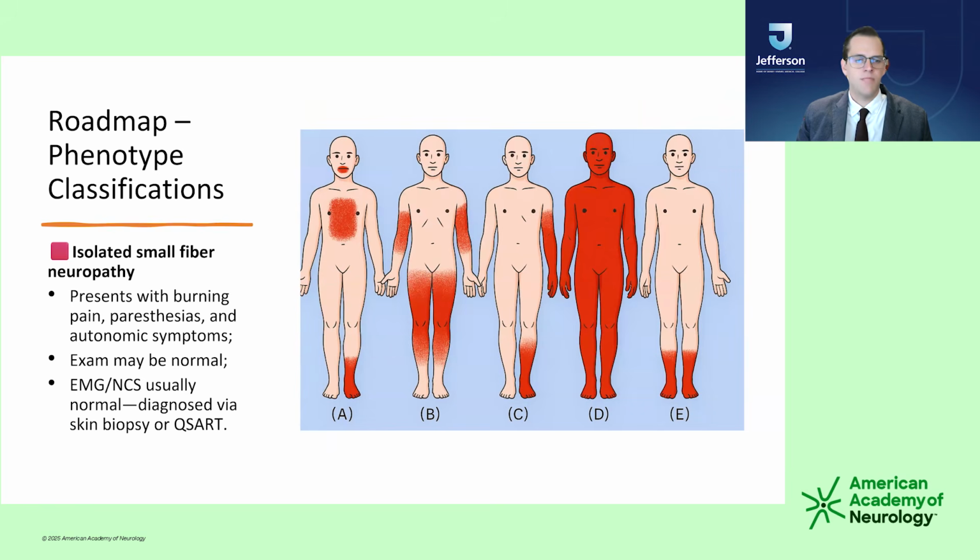The first one we'll discuss is isolated small fiber neuropathy, which presents with burning pain, paresthesias, and autonomic symptoms. Exam may be normal, and the EMG nerve conduction studies are usually normal. It's diagnosed by a skin biopsy or a quantitative sudomotor axon reflex test. The picture here shows all those distributions of how small fiber neuropathy can present, and I'll point out E. You can see it starting in the feet, so it could present in a length-dependent pattern, or in D, it could present diffusely. So there's a lot of differences here in terms of how it can present.